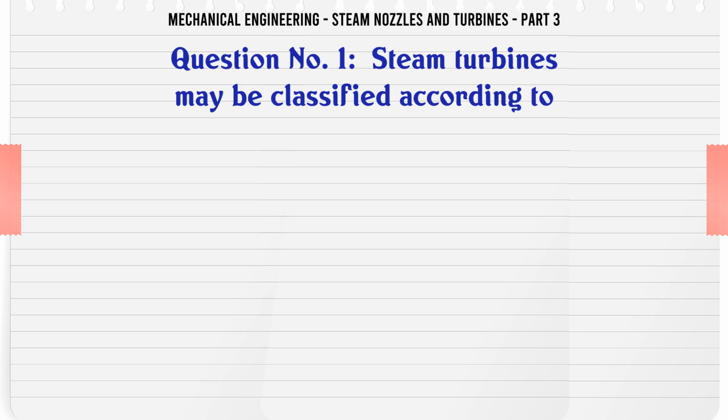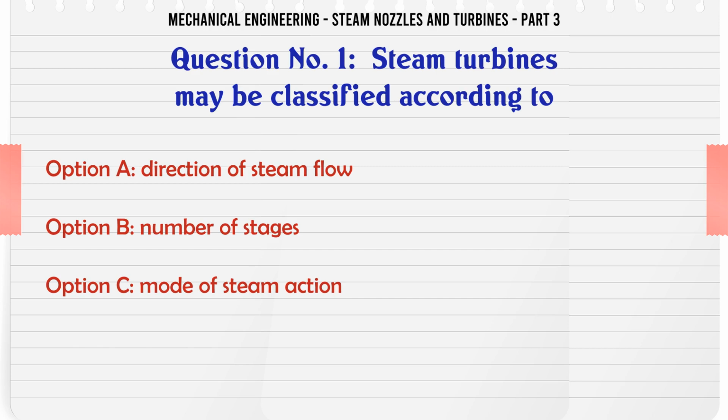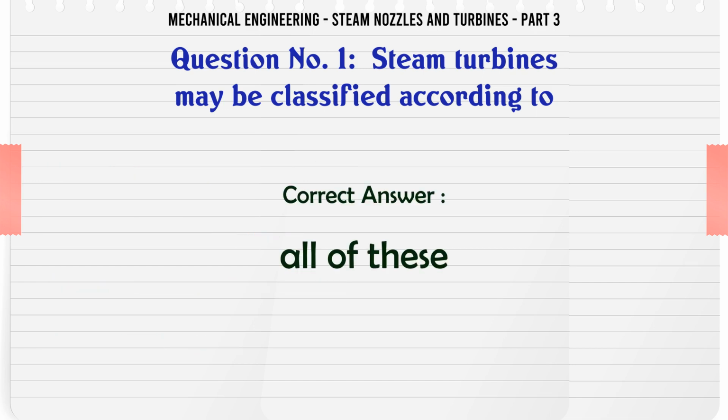Steam turbines may be classified according to: A. Direction of steam flow, B. Number of stages, C. Mode of steam action, D. All of these. The correct answer is all of these.